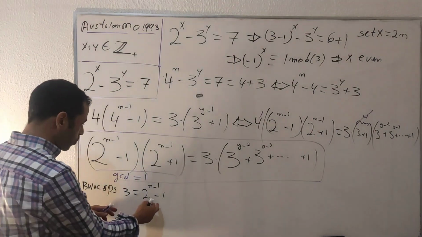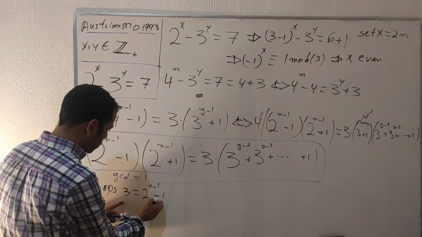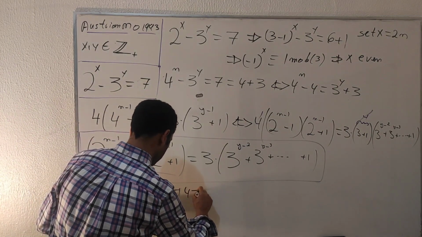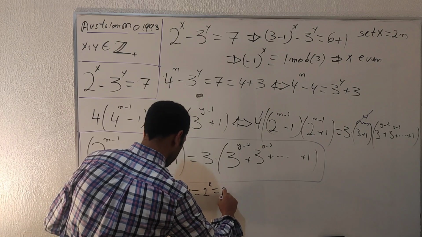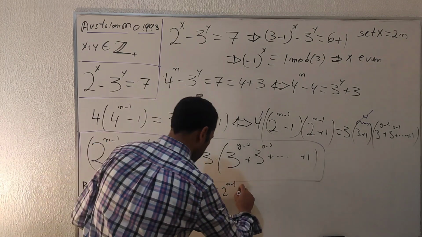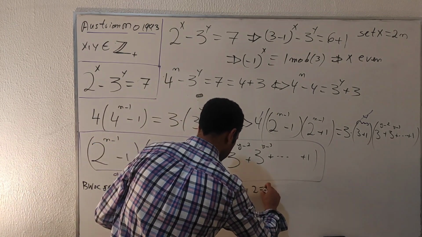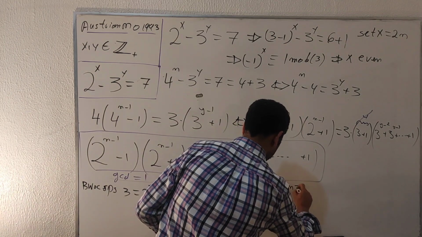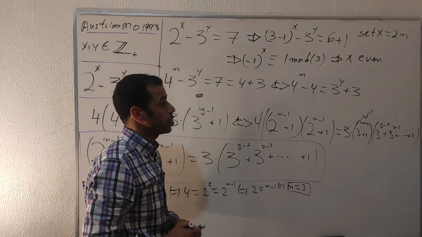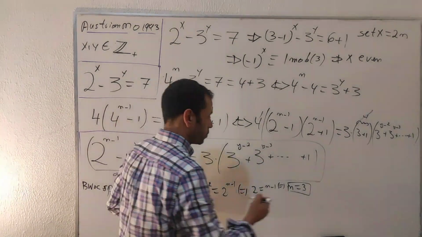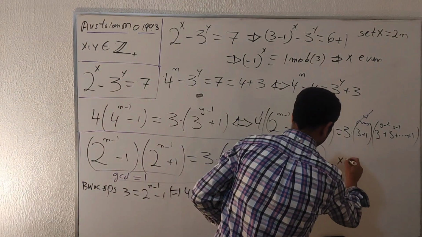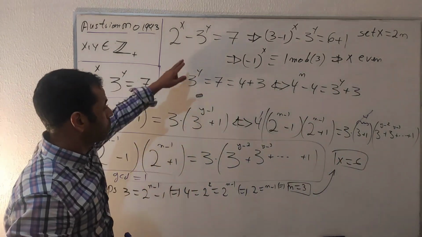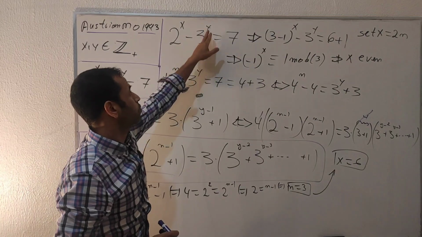Clearly, I'm going to move this minus 1 over to the right, which gives me 4, which equals 2 squared, which equals 2 to the n minus 1. Clearly 2 equals n minus 1. In other words, n equals 3. If n equals 3, then x equals 6.